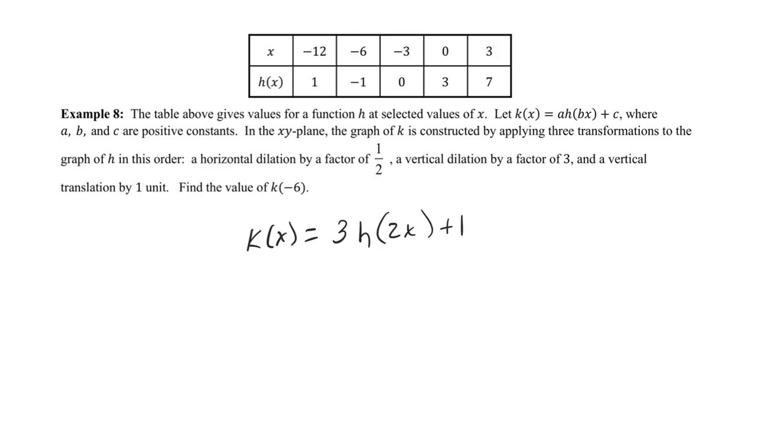And then we can just go and do the stuff that we did a couple examples ago, all right? So we want to find -6. So we're going to put -6 right here. So 2 times -6 is -12. So I want to go up and look at my input at -12. I get output at 1. So now it's 3 times 1 plus 1, and it's that easy.